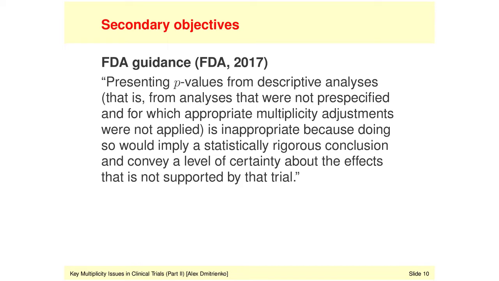For this reason, we draw a line between the three boxes shown on the diagram on slide 9, and alpha control would be required only for the top two boxes. No alpha control is applied to the exploratory objectives, and as a result, presenting p-values from those analyses in the product label would not be appropriate.